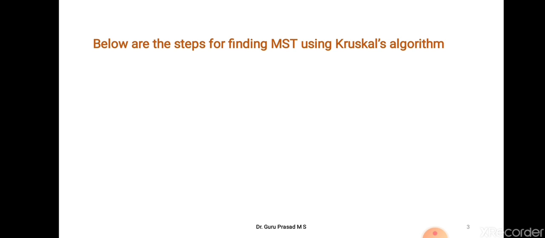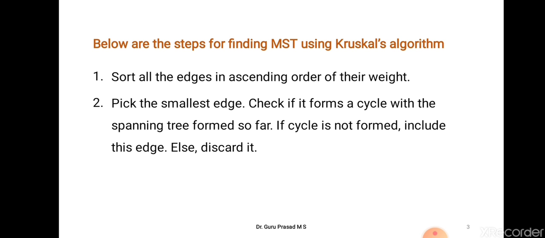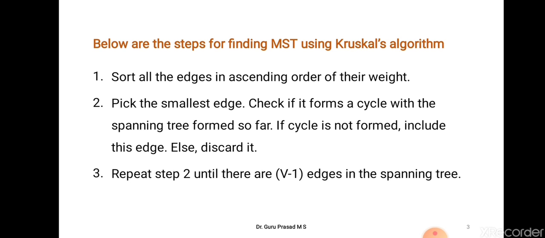Below are the steps for finding the minimum spanning tree using Kruskal's algorithm. Step 1: Sort all the edges in ascending order of their weight. Step 2: Pick the smallest edge. Check if it forms a cycle within the spanning tree formed so far. If the cycle is not formed, include this edge, else discard it. Repeat step 2 until there are V minus 1 edges in the spanning tree.